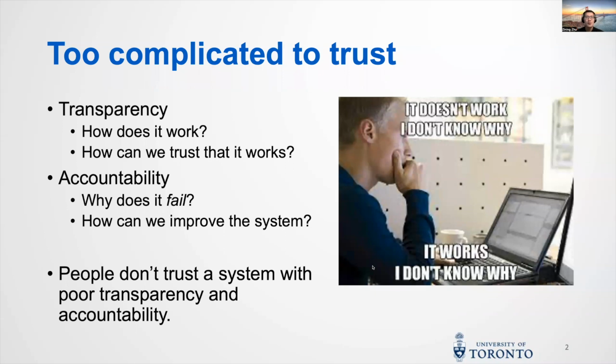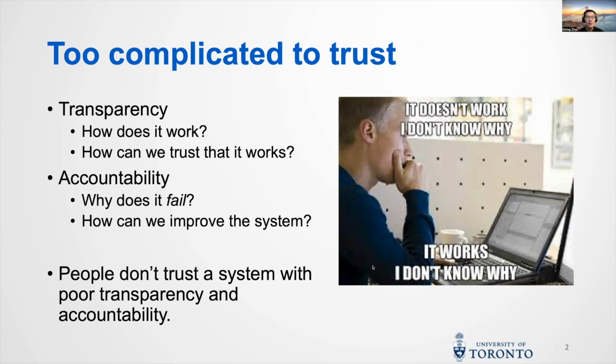In this slide, I'm going to explain two aspects of trustworthiness: transparency and accountability. For a developer of a system, one of the worst nightmares is that it doesn't work and I don't know why, or it works and I don't know why. So in this case, the system is lacking transparency. We do not know how it works. For non-developers, the users and other stakeholders, we cannot trust a system if we do not know how it works. So only a transparent system is trustworthy.